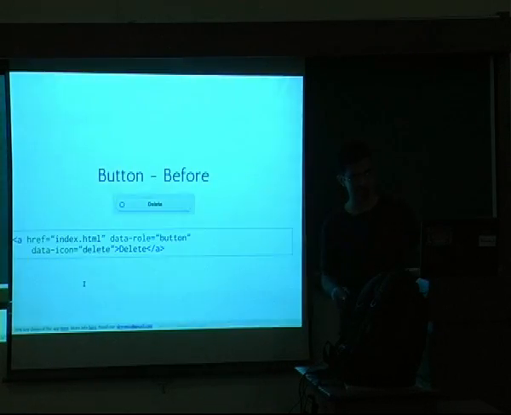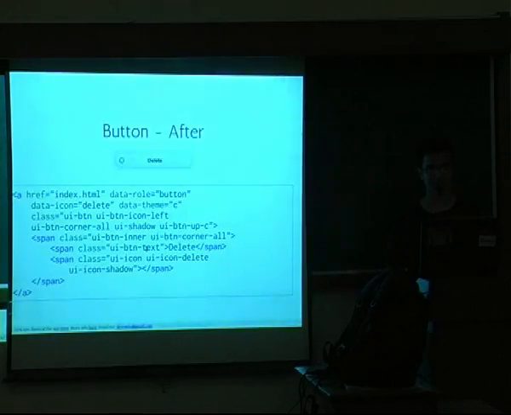So I'll show you. For example, here's a button: an anchor with just an href equal to button, data-role is button, icon is delete. And this is what it looks like. But after jQuery Mobile goes and what is known as decorates, or instruments, or adds functionality to this element, it comes in and it becomes so much larger.